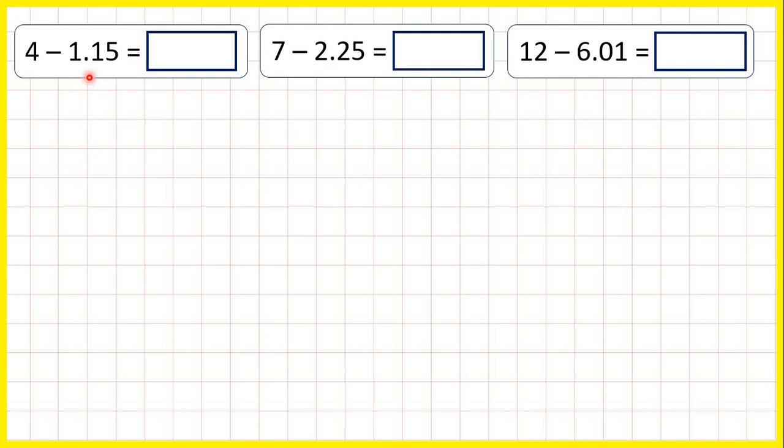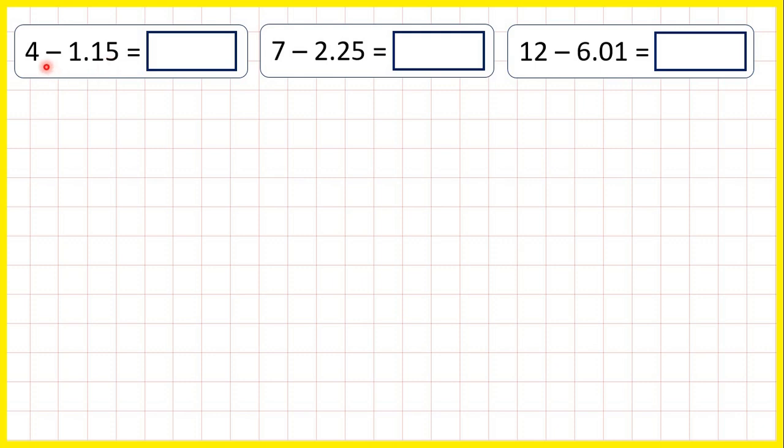Now for these questions, we need to subtract a decimal from a whole number. Now we can use column subtraction for this, but we need to think really carefully about the place values in our question. Remember, the digit before the decimal point is the ones digit, and the digits after the decimal point are the tenths and hundredths digit.